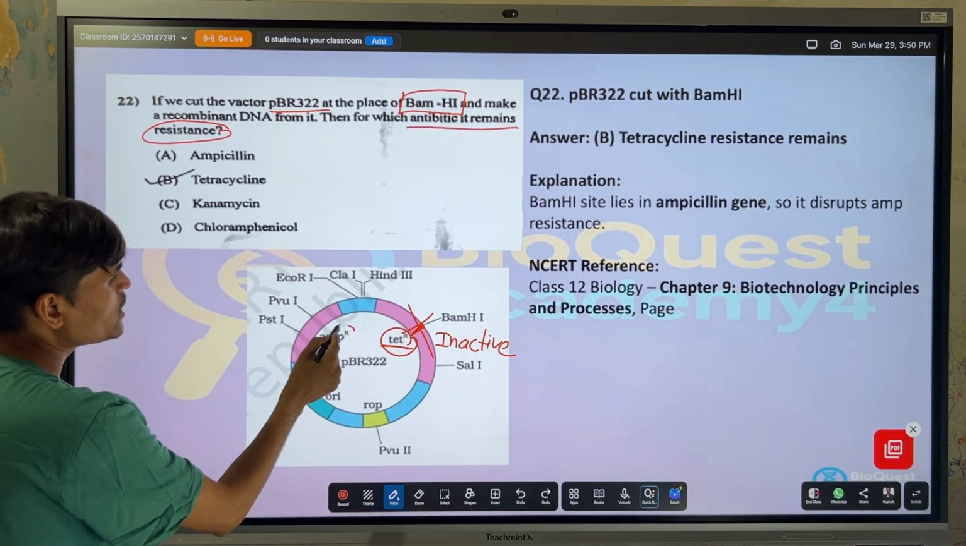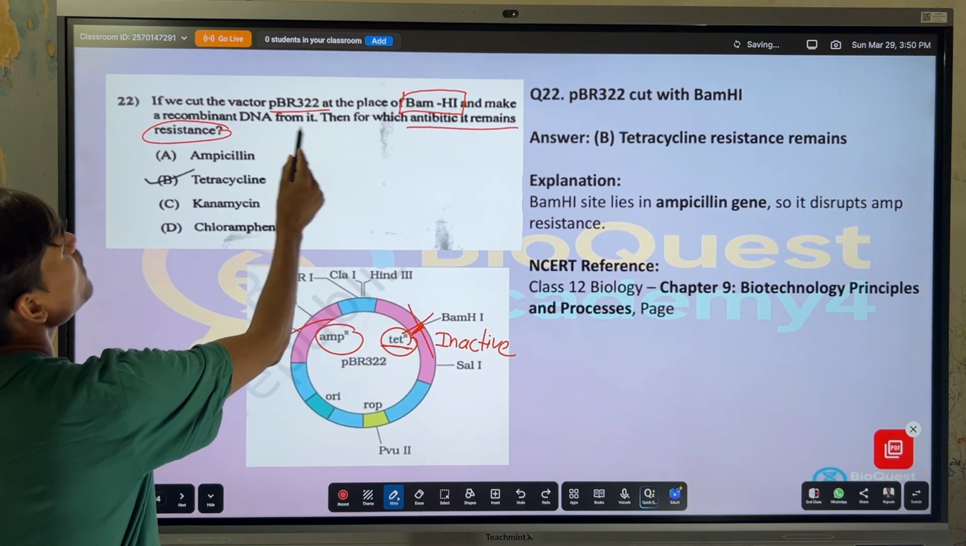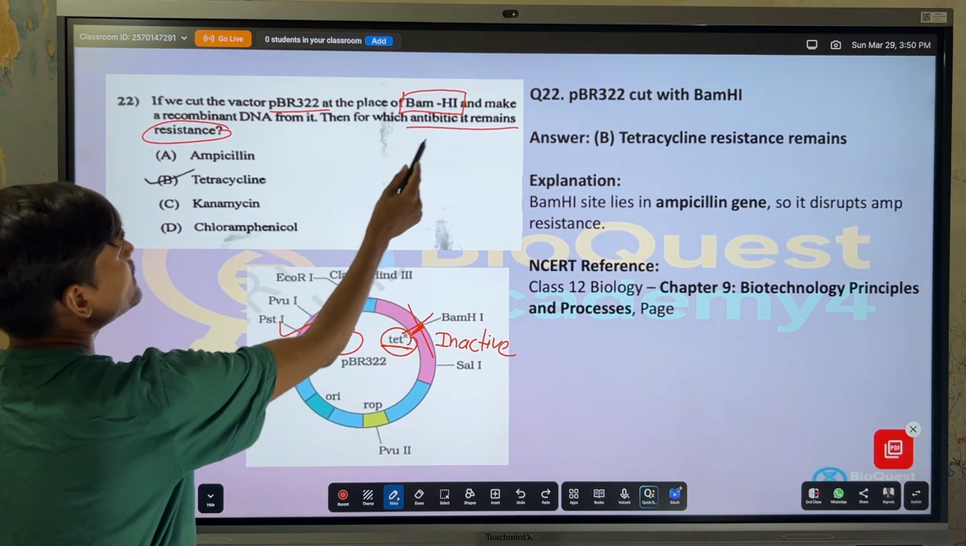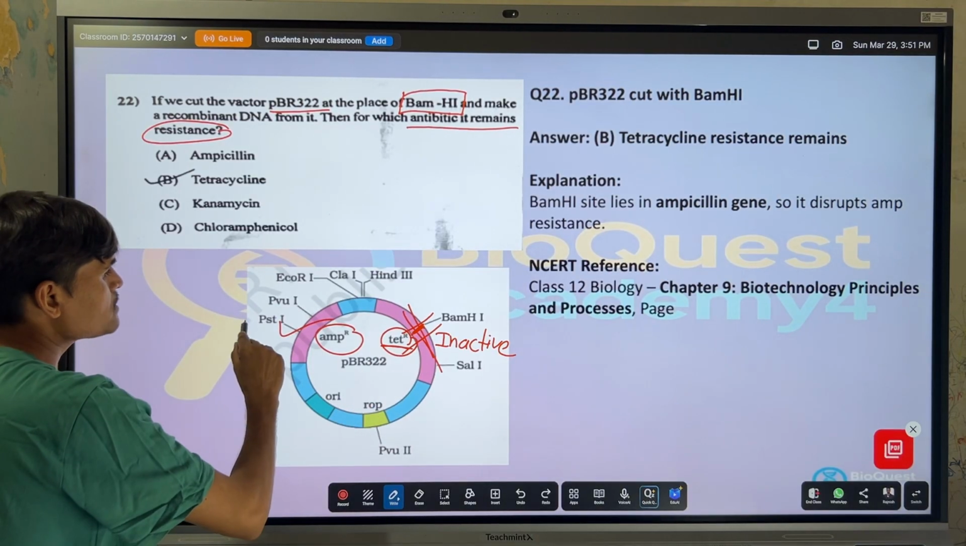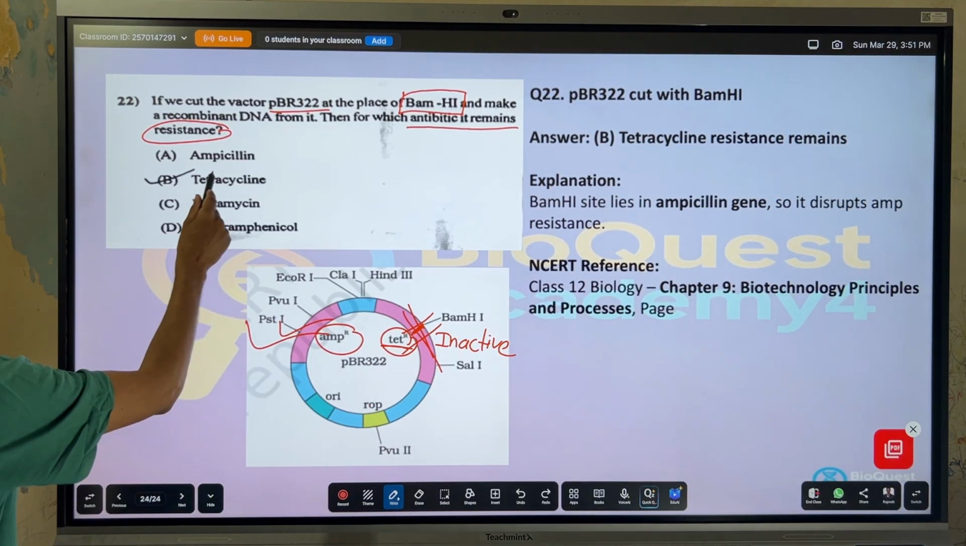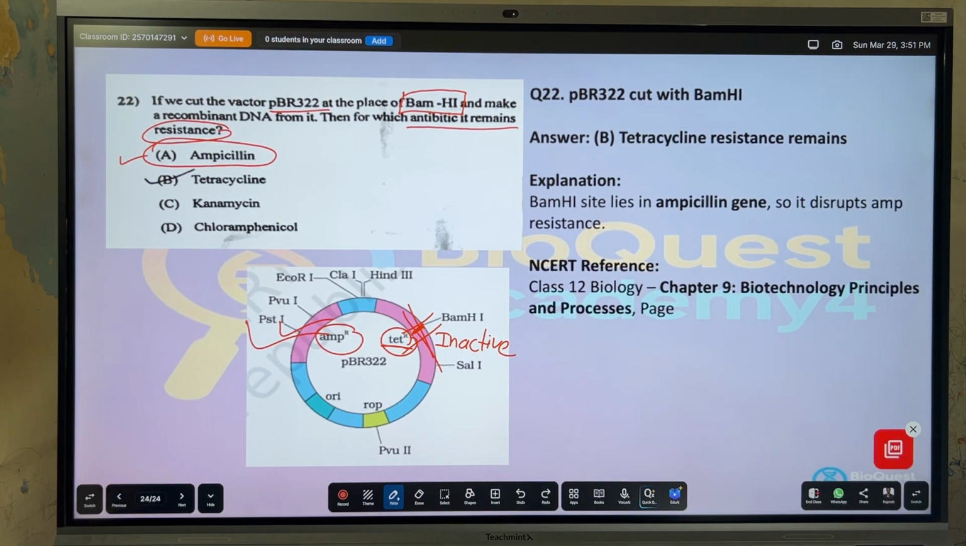But this ampicillin gene remains intact. So for which antibiotic does it remain resistant? It remains resistant for ampicillin. So ampicillin is your answer. Tetracycline resistance does not remain as it is.